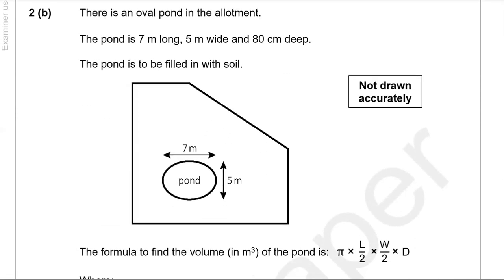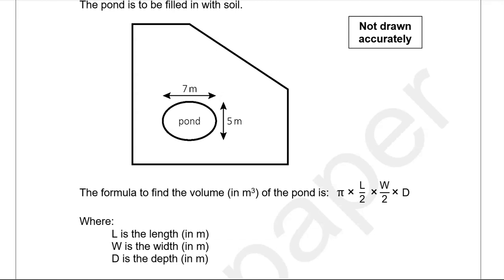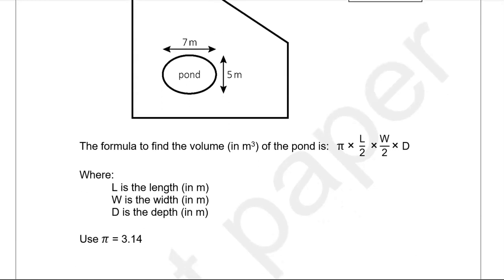There is an oval pond in the allotment. The pond is 7 meters long, 5 meters wide, and 8 centimeters deep. The pond is to be filled in with soil. The formula to find the volume in cubic meters of the pond is pi times L divided by 2 times width divided by 2 times depth. So L is the length, W is the width, and D is the depth. All of them in meters. We're going to use pi equals 3.14.